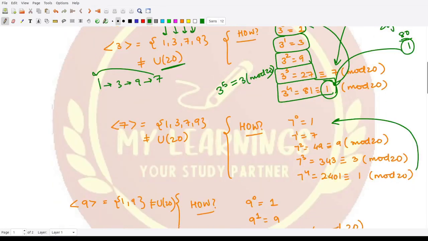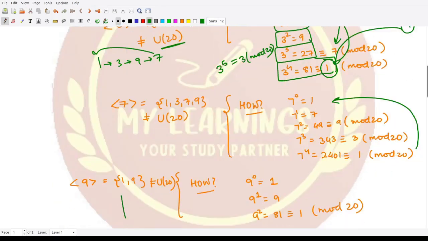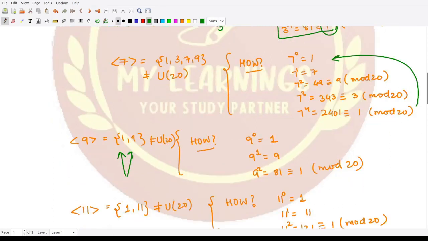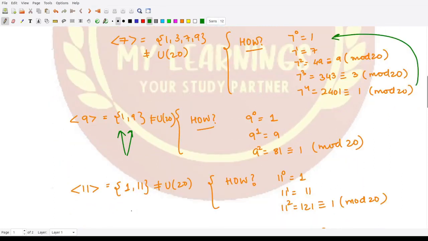What about the subgroup which is generated by 9? It contains only 2 elements, the identity element and itself, correct? What about the subgroup which is generated by 11? Again the same thing, the identity element and the member itself, which is 11, correct? All of them are not equal to U20, you can clearly see.